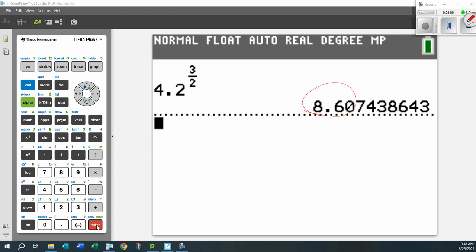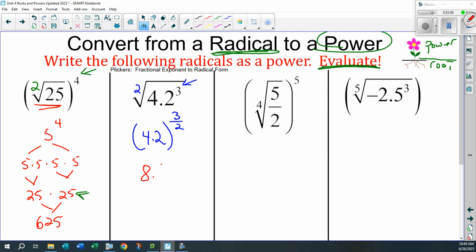That's going to cause it to round. So 8.61 sounds good to me. 8.61, good enough. And remember, this is an approximation now because, of course, that was an ugly, ugly irrational number. So you can write it like that, or you can write it with the equal and the dot again. There you go. Now, check out the next one. Look how tough this one is.